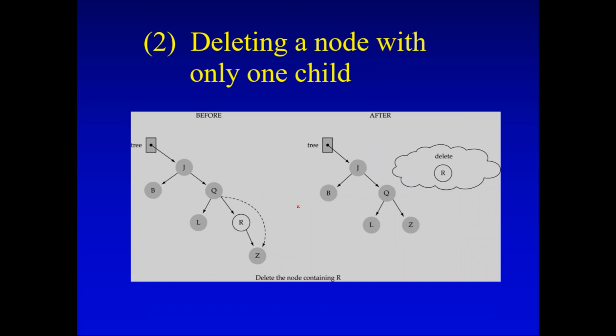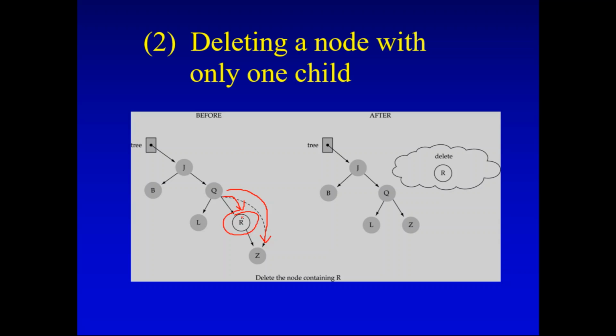Okay. Now if you want to delete a node with one child, say you want to delete the node R. But R is which child of Q? It's the right child of Q. And there is another right child for R, which is Z. So just make Q point to whichever the child of R. The child of R may be either the left child or the right child. Just make Q's right pointer point to the child of R.